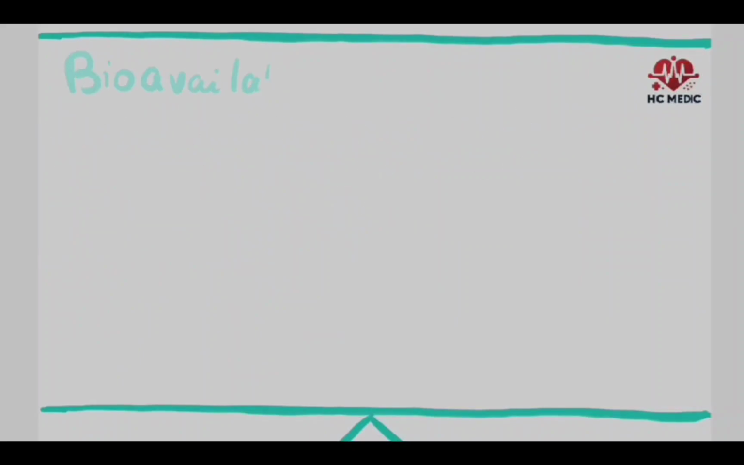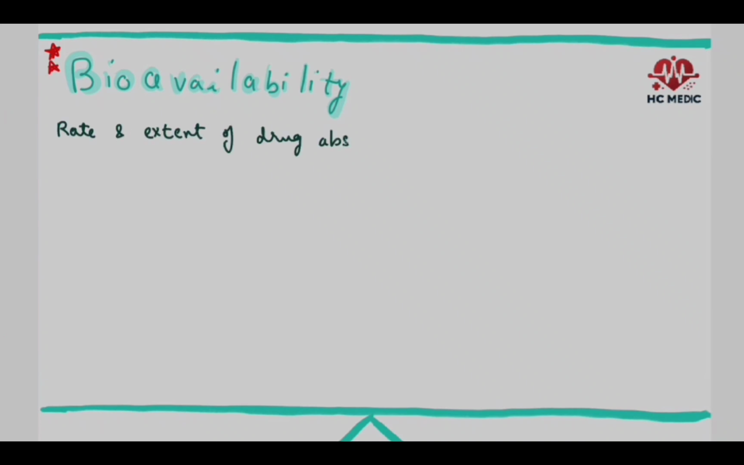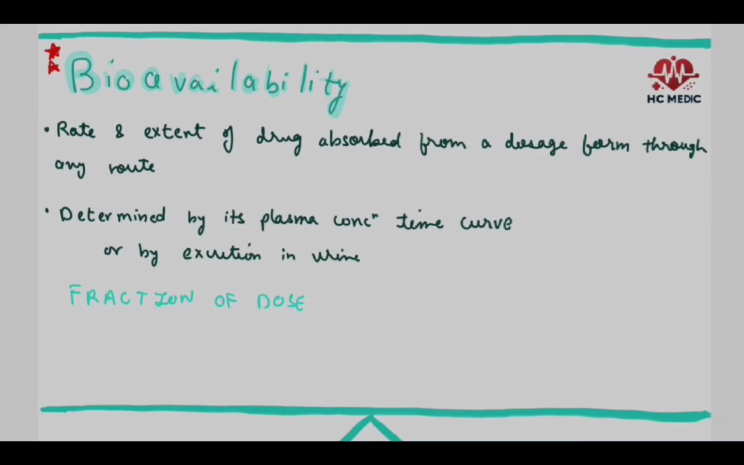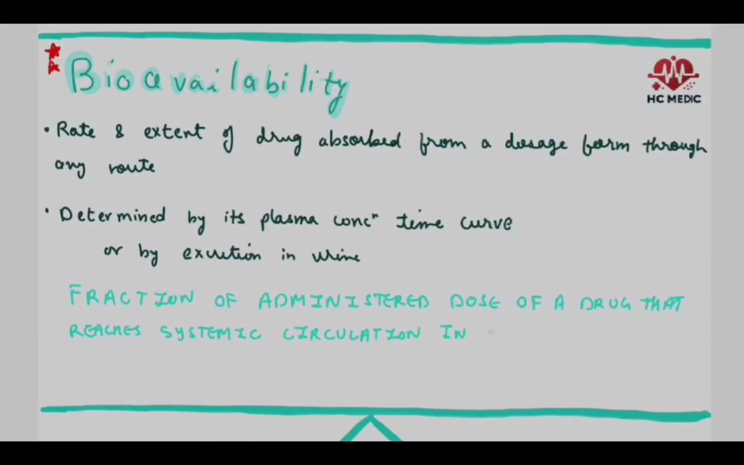Now let's discuss a very important topic, which is bioavailability. As it is very important, I have marked it as red stars. Now, bioavailability is the rate and extent of drug absorbed from a dosage form through any route. It is determined by its plasma concentration time curve, or by the excretion in urine. The most important point is that it is the fraction of administered dose of a drug that reaches the systemic circulation. This is the most important definition.